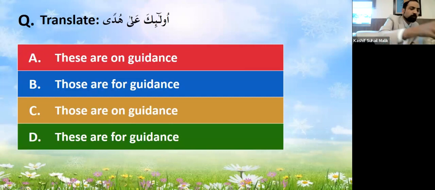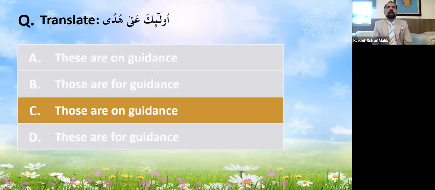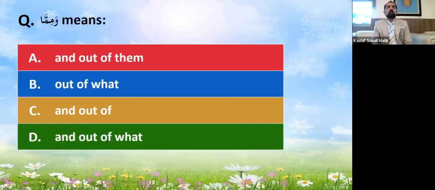C. Great. Those are on guidance. Ulaika ala hudan. Mashallah. Now, وَمِمَّا means... D, and out of what? D. C and D. D.